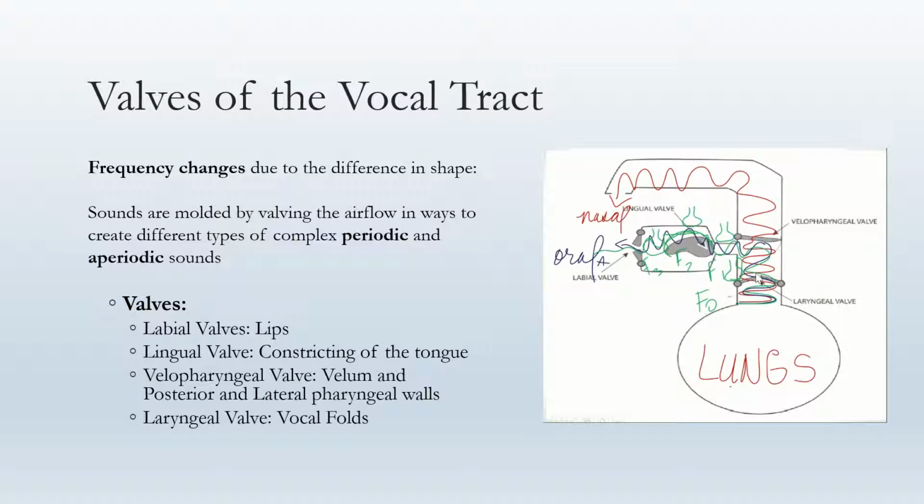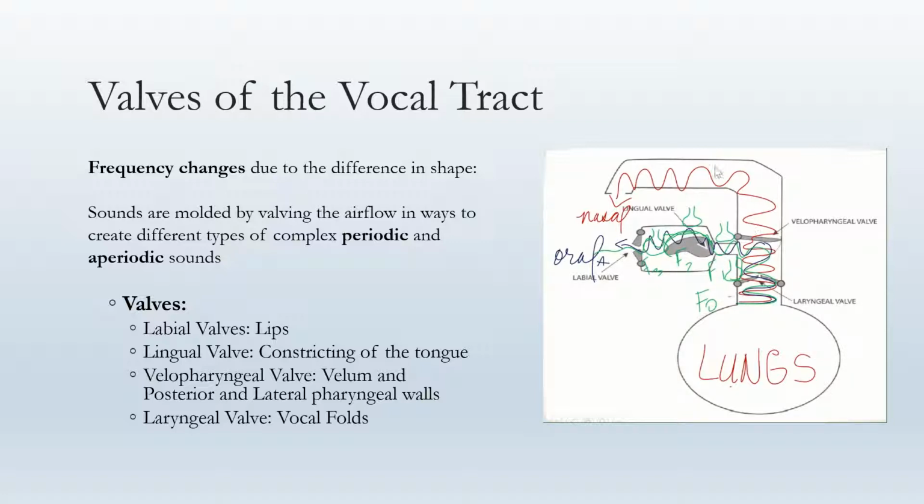Hi guys, on this slide we're going to talk about how the vocal tract is basically a system of different valves. Here at the bottom we have the lungs, and next we have the laryngeal valve and the pharyngeal valve, but we also have a lot of air space filled cavities. For example, we have the nasal cavity, the pharyngeal cavity, the laryngeal cavity, and also the oral cavity as well.